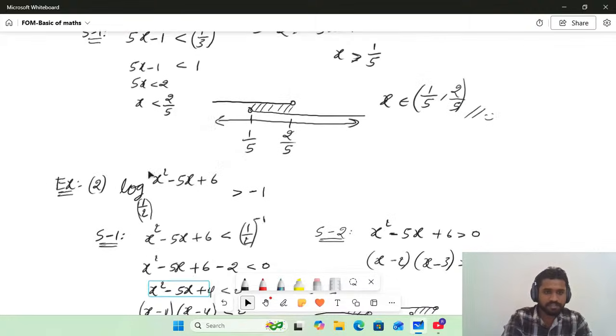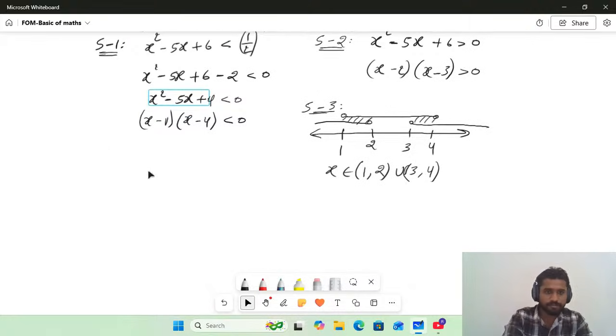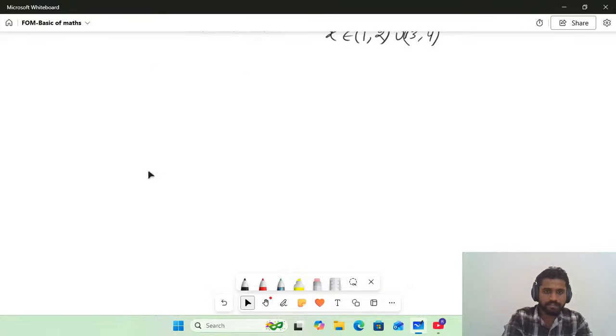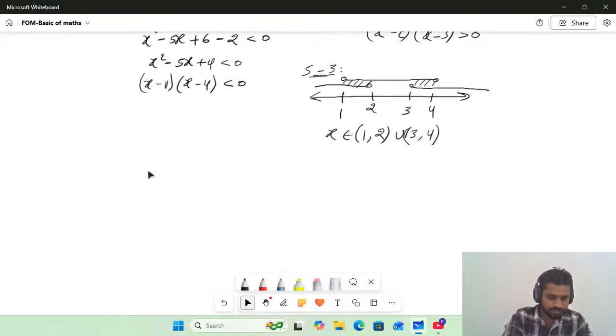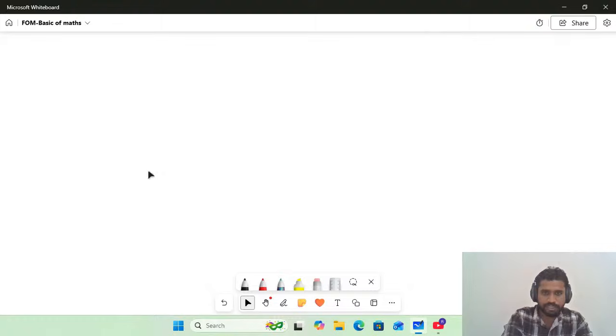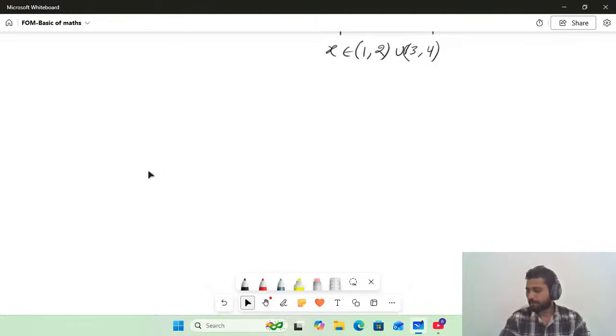What if the base is a variable base? What will we do if the base is a variable base? Yes, we need to take two cases. So for a variable base, we have logarithmic inequalities with variable base.